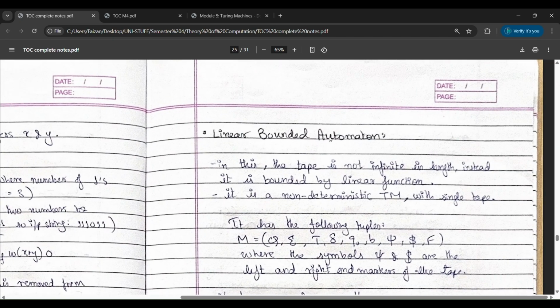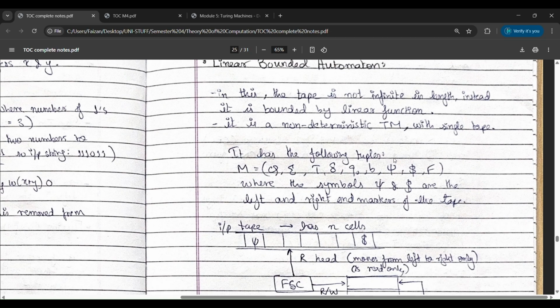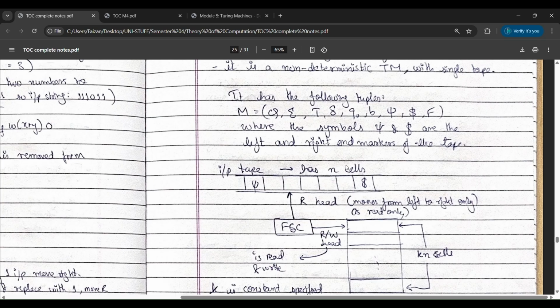So now we have the linear bounded automaton. This is the same as a Turing machine, but in this, the tape is not infinite in length. Instead, it is bounded, just like it says linear bounded. We have a linear tape bounded by a linear function. This is a non-deterministic Turing machine with a single tape. It has the following tuples. We have two extra symbols in this, the left and right blocker markers, which just tell you where the tape ends.